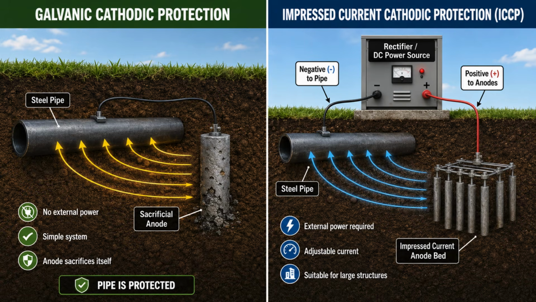It is more complex, but it can protect much larger structures. It can also be adjusted by changing the rectifier output. So the choice depends on the structure, coating condition, soil or water resistivity, current requirement, design life, and maintenance strategy. In simple terms, for smaller or well-coated structures, galvanic protection may be enough. For larger or higher current structures, ICCP is often used.